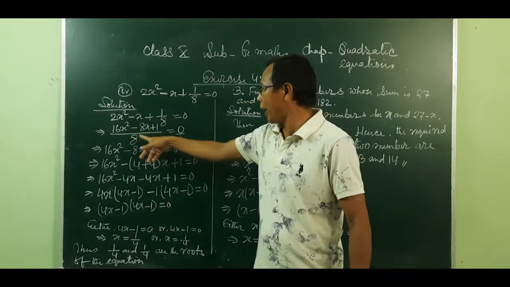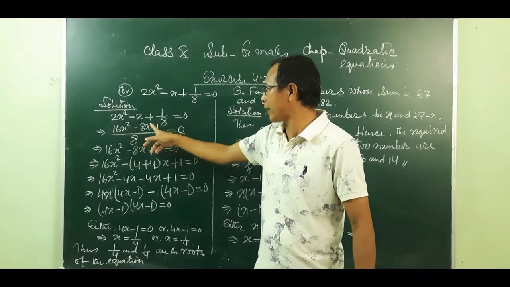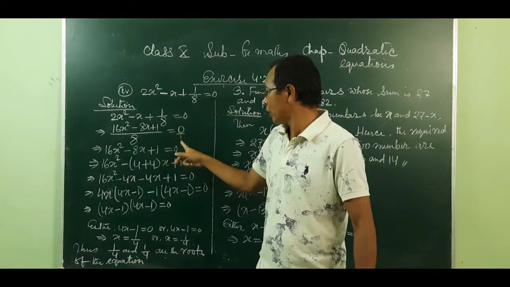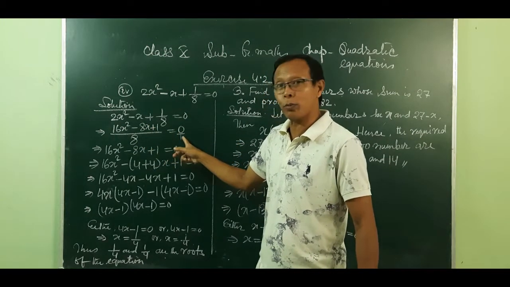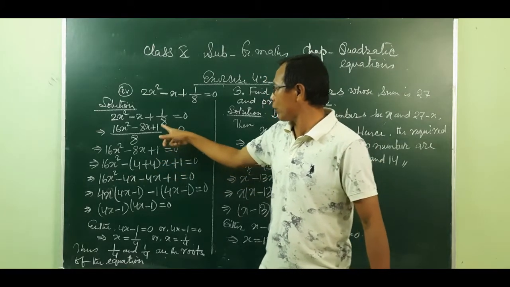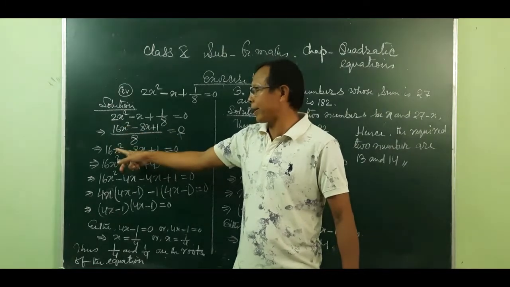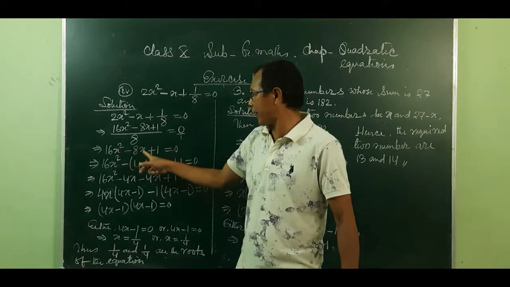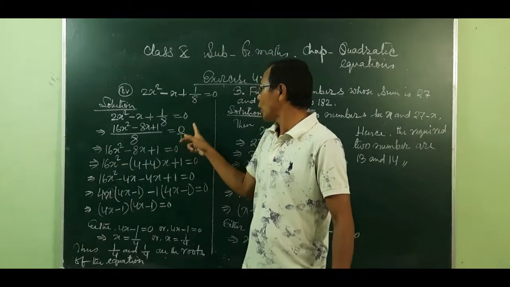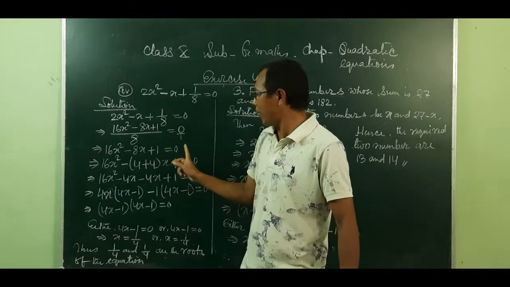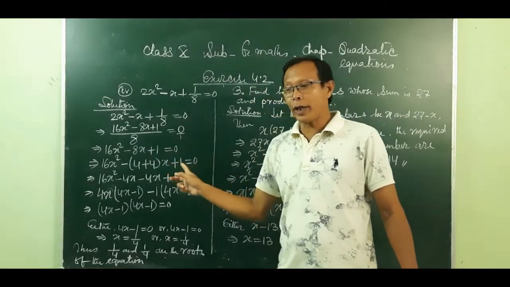So it becomes 16x squared minus 8x plus 1 by 8 equal to 0. If you take 1 to the denominator, that will be easier for you. So after that, you do the cross multiplication. After doing the cross multiplication, you come like this: 16x squared minus 8x plus 1 equal to 0, because 8 into 0 becomes 0. Now your next step is what to do?